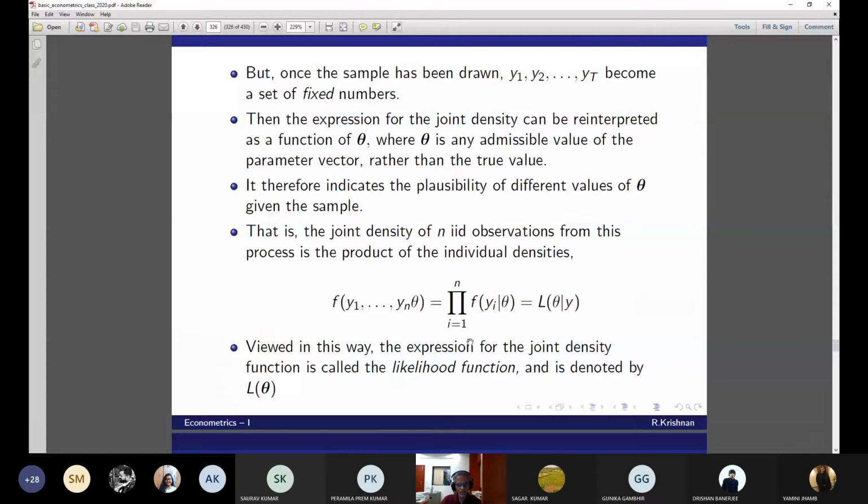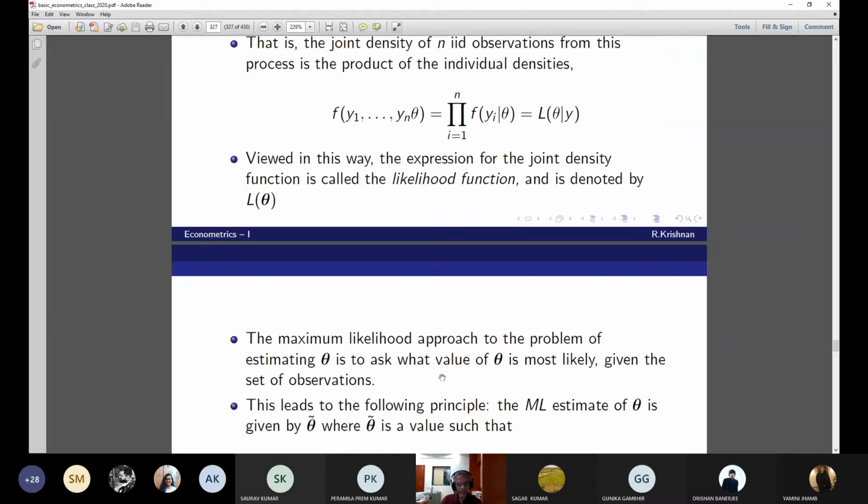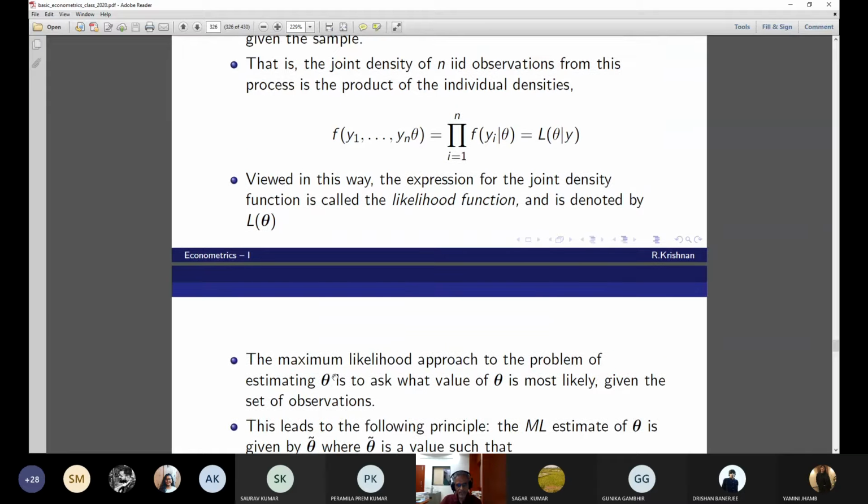Now, viewed this way, this expression for the joint density function is called the likelihood function and is denoted by L theta. Remember, f of y star given theta is the density function. L theta given y is the likelihood function. When there is no confusion, I'll drop this y and call it only L theta. Now, theta is a parameter vector. What is the maximum likelihood approach? The maximum likelihood approach to the problem of estimating theta is to ask what value of theta is most likely given the set of observations. Now you answer this question.